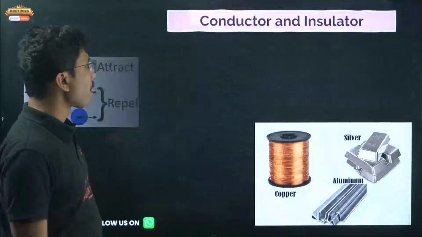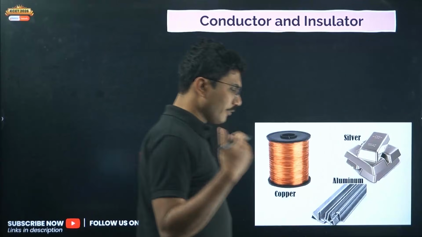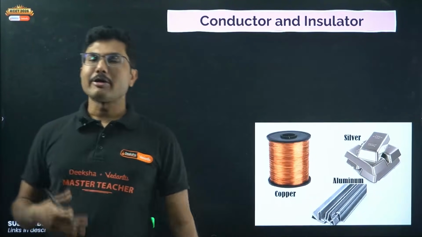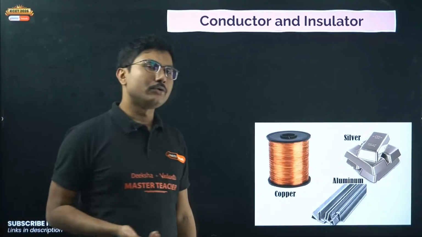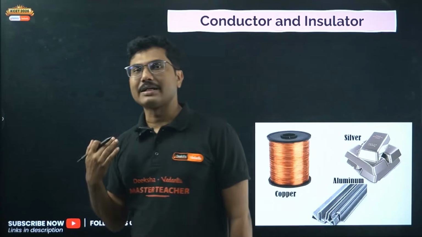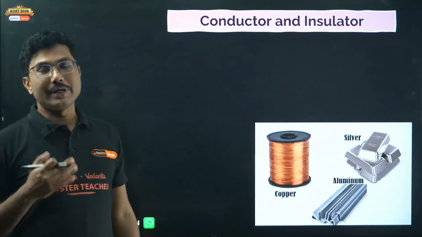Let's continue. Now based on whether an object can carry electric charge or it cannot carry electric charge, we can divide it into two types of materials. One material is called conductor, another type of material is called insulators, right?